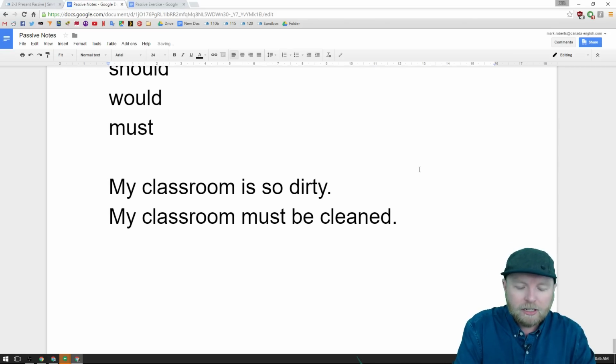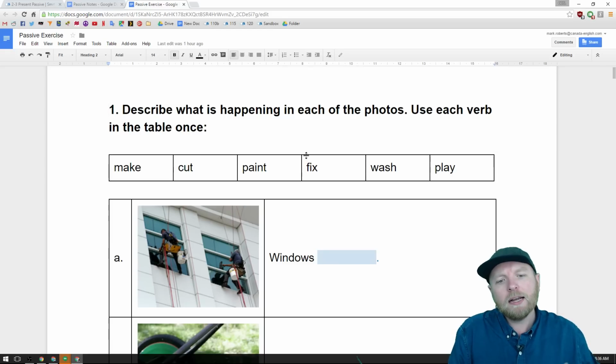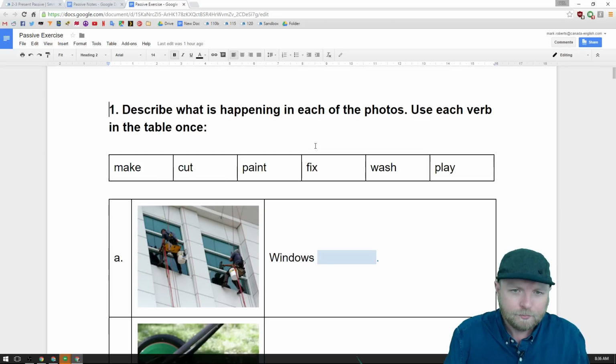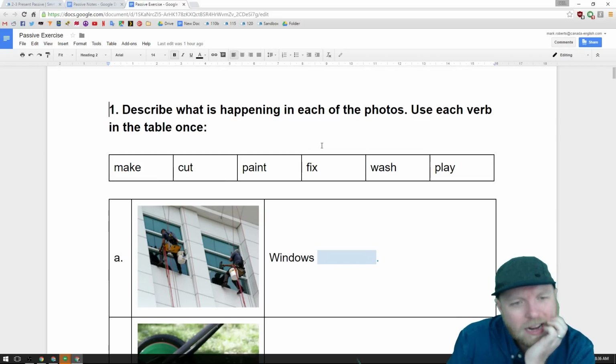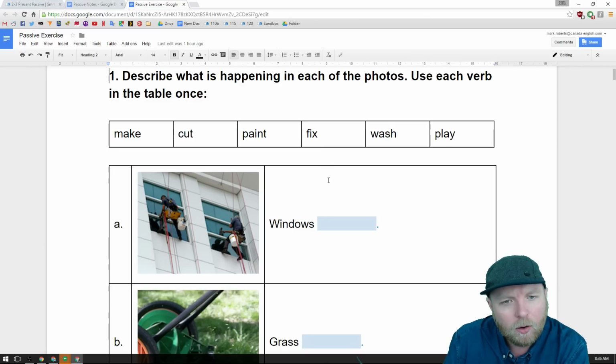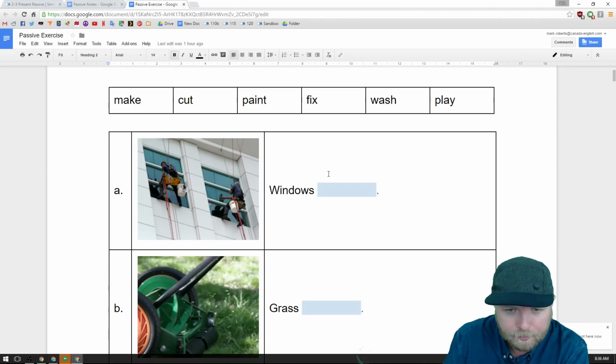Let's practice present continuous. Okay, present continuous. Describe what is happening in each of these photos. So, I mean, right now, what is happening in these photos? Okay. Example: windows.